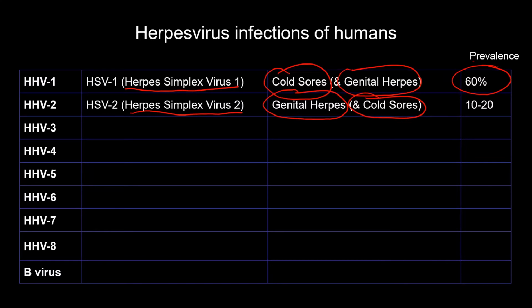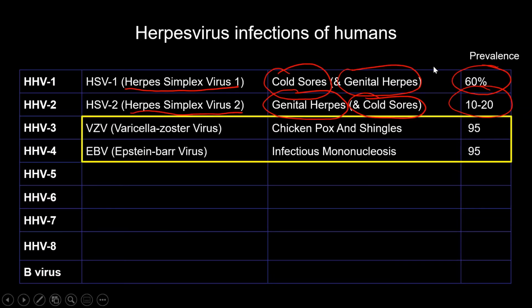For herpes simplex 2, the prevalence is about 10 to 20%, depending on where you are in the world and how old you are and all those kinds of things. So at the moment, there's a good chance that at least the majority, more than half of us, have at least one of these viruses.